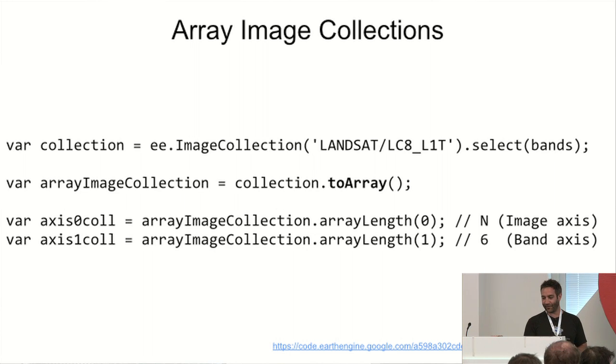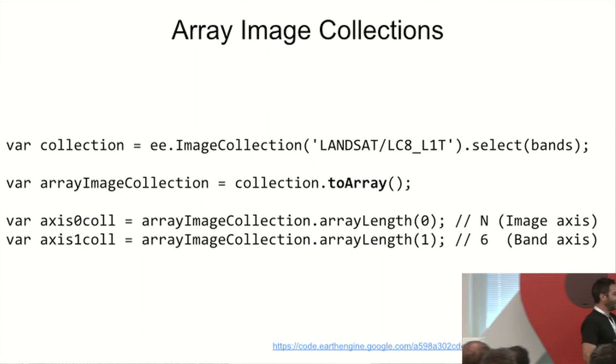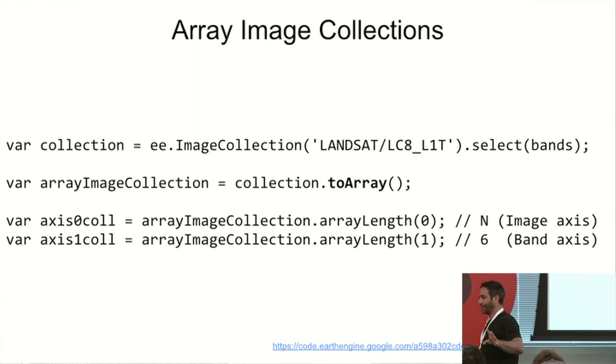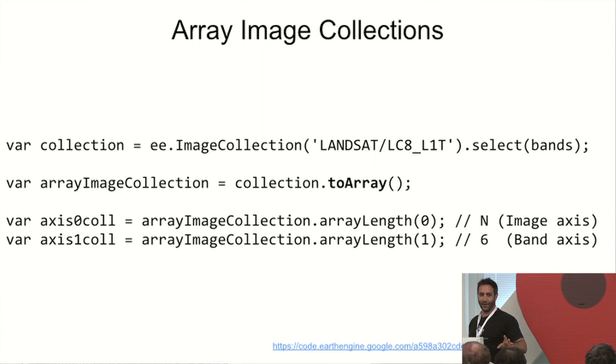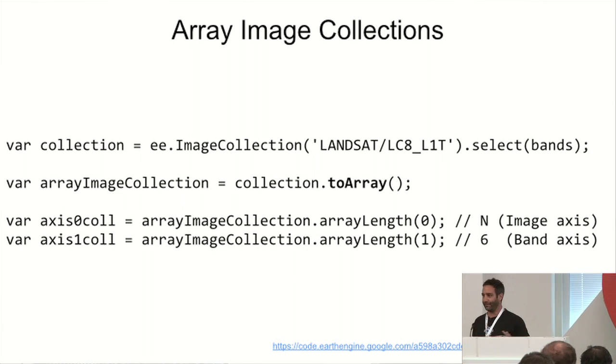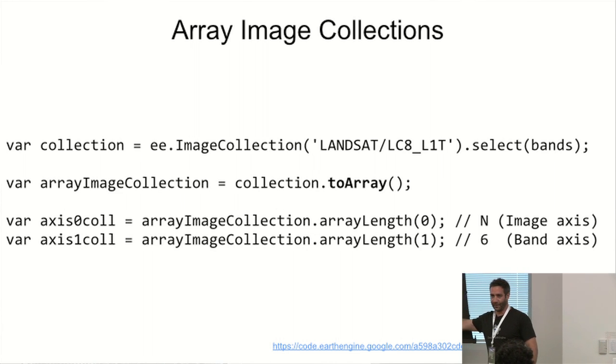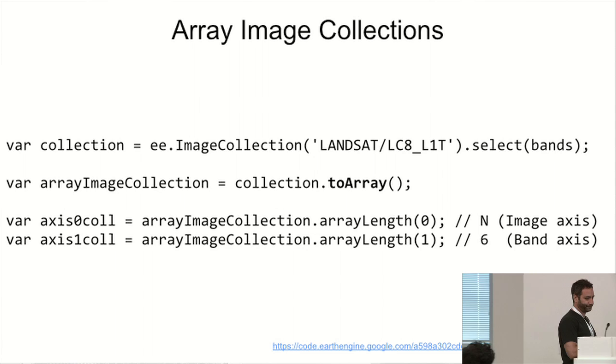So here's an example. We're going to start with just a regular old Landsat 8 image collection here, and I'm going to select off that list of bands. Let me just note that there are links on every slide here to the code that does this. So again, don't feel the need to write this. You can go to the link and see the complete example.